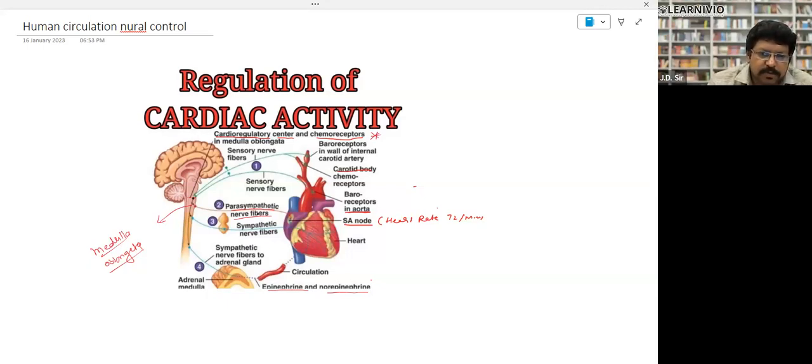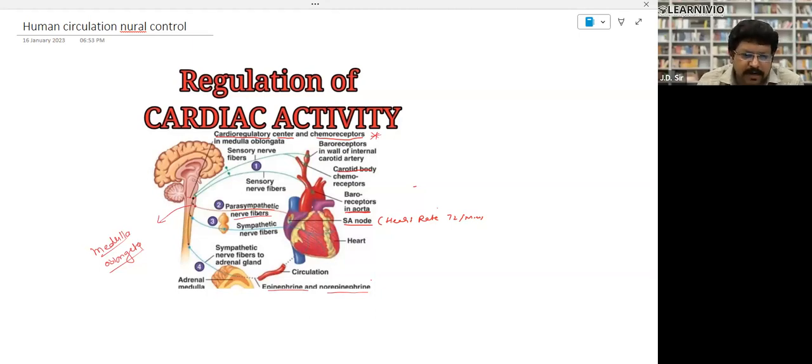So nerves originate from here, right? They go to the heart and they regulate the heart. And there are parasympathetic and sympathetic nerves, which also originate here. They also control the heartbeat, right? They reach the SA node, and the SA node controls the rest of the heart.